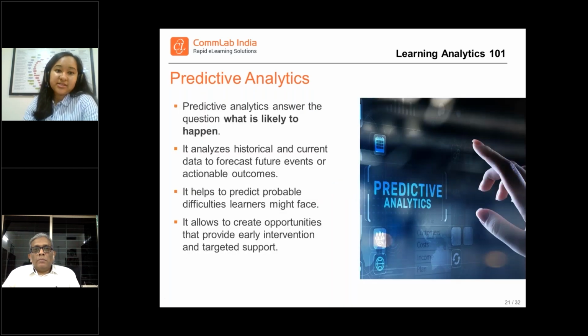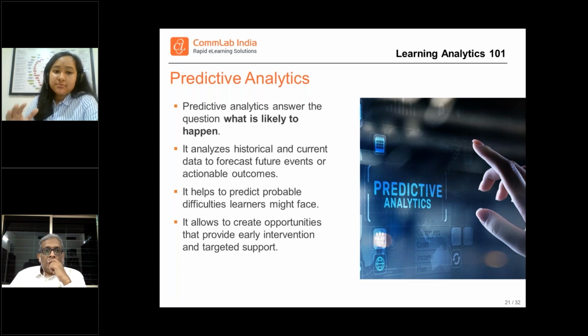We now have predictive analytics. From the descriptive, we know what happened. From the diagnostic, we know the reason why it happened. Now, what if you want to look into the future and prepare yourself for an unforeseen failure? So this is exactly where predictive analytics comes into place.